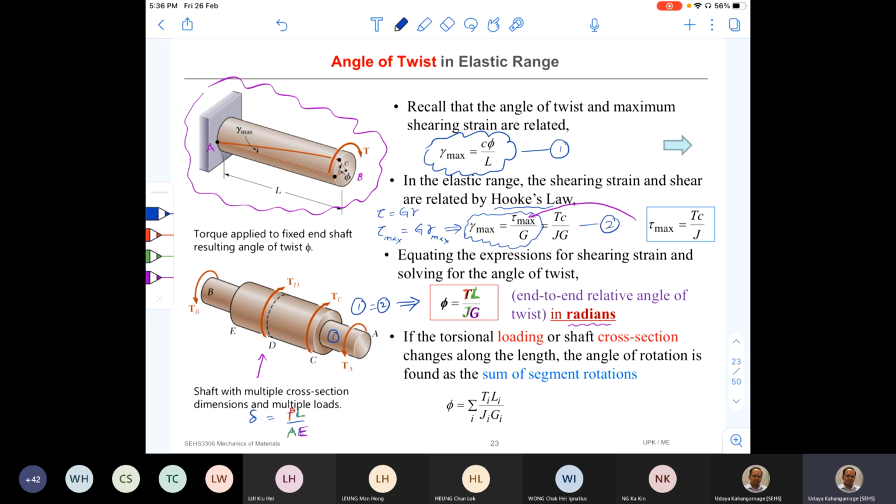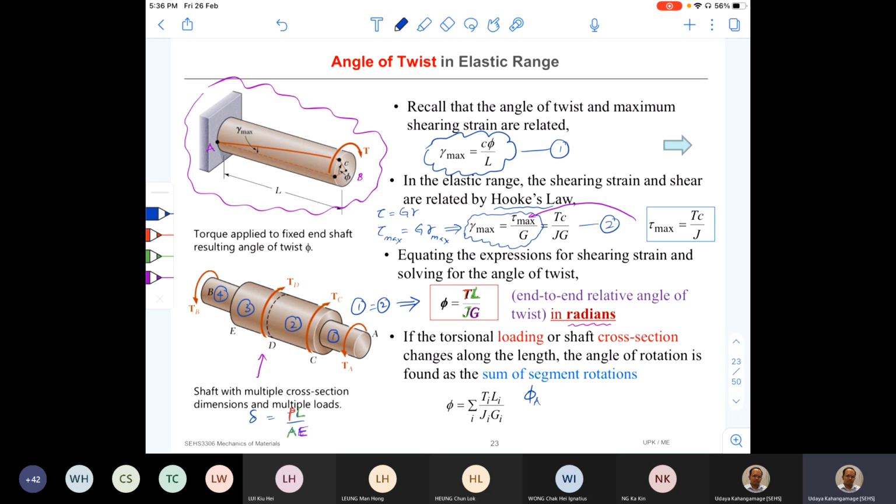So therefore, one portion is C to D, another portion where everything is constant, and D to E is another one, and E to B another one. Right. So there are 4 portions in here. If you want to find out the total angle of twist at A with respect to B, this is how I write it. Just learn the convention.